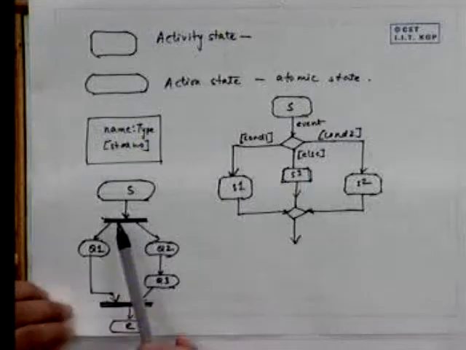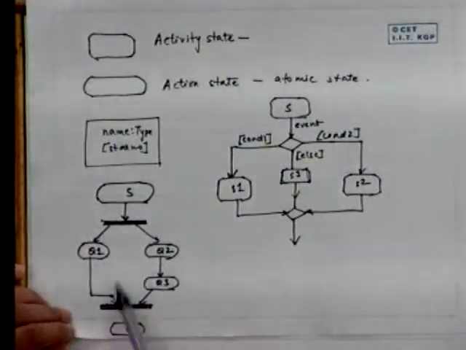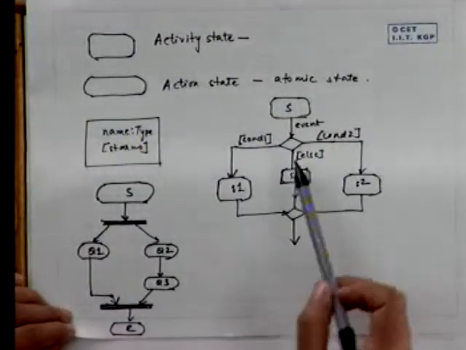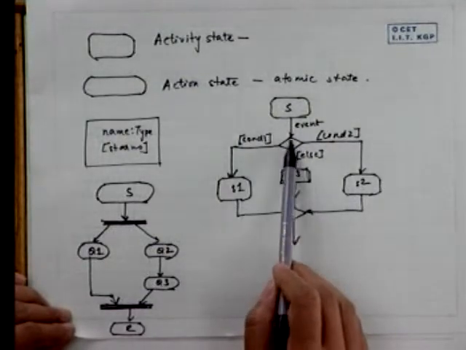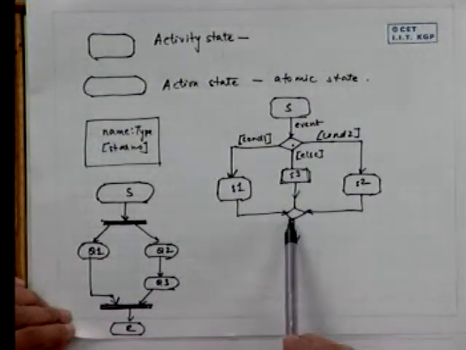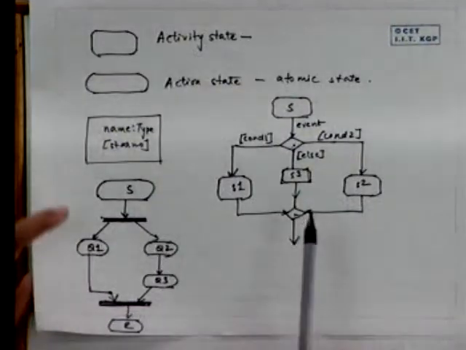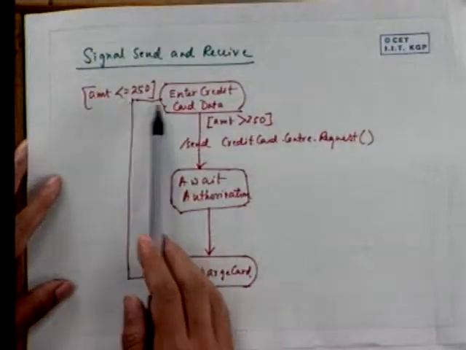We also showed how fork and join can be represented in this sort of flow chart, and branching is used by this sort of diamonds, and this is branching and this is merging. And we also showed an example of signal sending and receiving. So we will finish this topic today by looking at two other concepts, object flows and swim lanes.